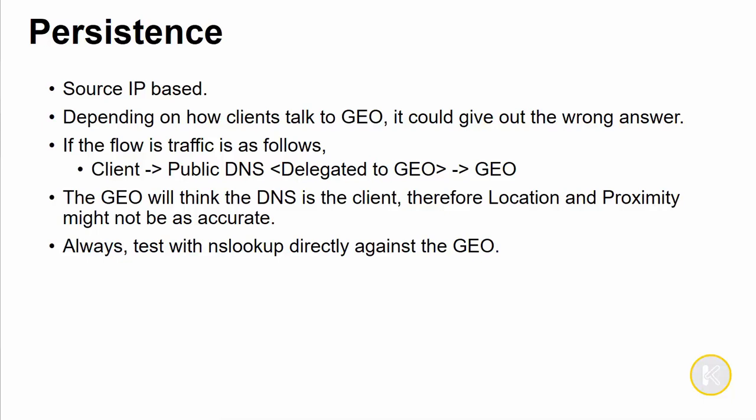Depending on how the client talks to Geo, it could give the wrong answer. If the client talks to public DNS and public DNS talks to Geo, Geo will think DNS is the client, and therefore location and proximity may not be as accurate. NSLOOKUP can always be used to test with Geo directly.